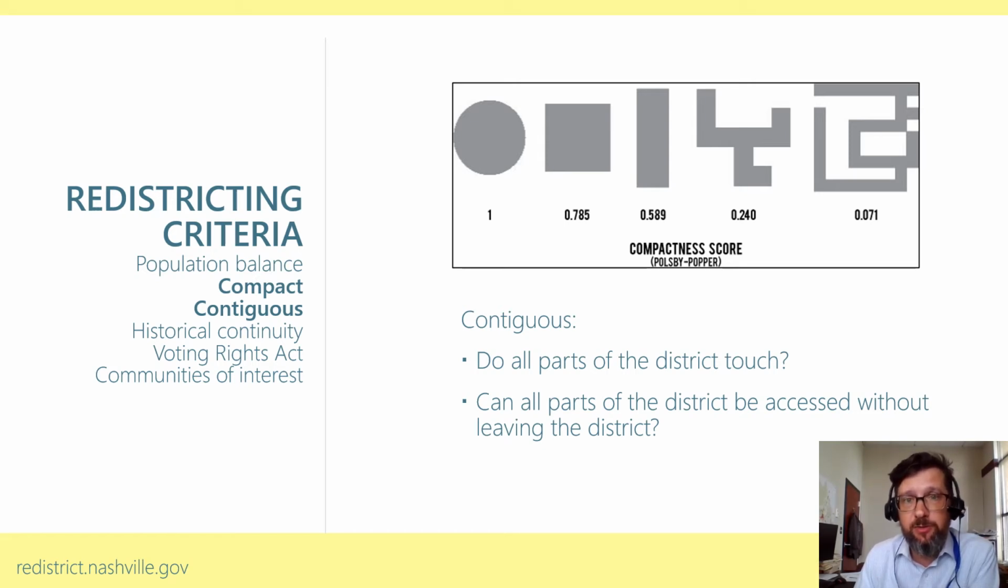The second factor is contiguity, which means do all parts of the district touch, or can you draw a boundary around the district without including any other districts? On a practical level, one way to think about contiguity is whether you can get to all parts of the district without leaving the district. So, a district that has a major divide, like the Cumberland River or an interstate, without any crossings within the district, isn't considered as contiguous as one that has crossings.